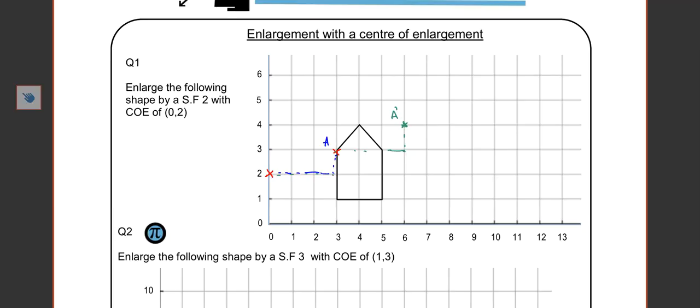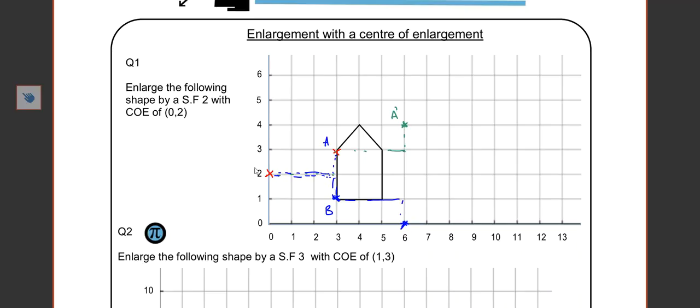And if I do that to all the points, B for instance will be across 3, down 1. So I'm going to do that twice: across 3, down 1, across 3, down 1. Now people make a mistake because they go across 3, down 1, twice, but they start from this point, and they get it too big.